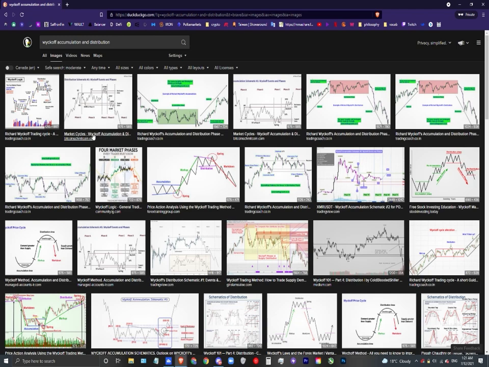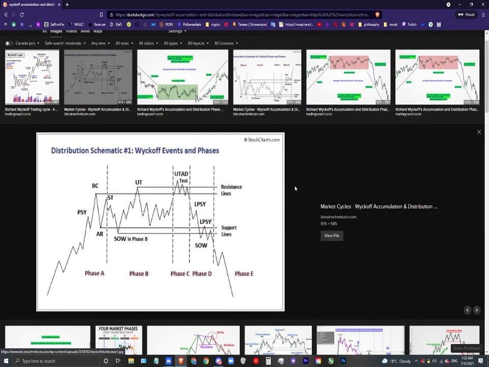So first, let's just go over the basics. We're just going to go over accumulation and distribution very quickly. So here's our schematic for distribution. As you can see, we've got our preliminary support or supply, buying climax, automatic rally, secondary test, upthrust, UTAD, last point of supply, and here's our sign of weakness.